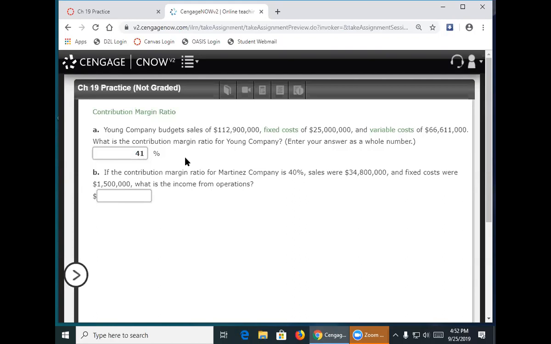Part B says, if the contribution margin ratio is 40%, we just calculated 41, but they're saying if it's 40%, sales were 34,800,000 and fixed costs are 1,500,000. What is the income from operations? Well, we're given it in percentage here. You're actually going to take your sales, let me write it on the board.